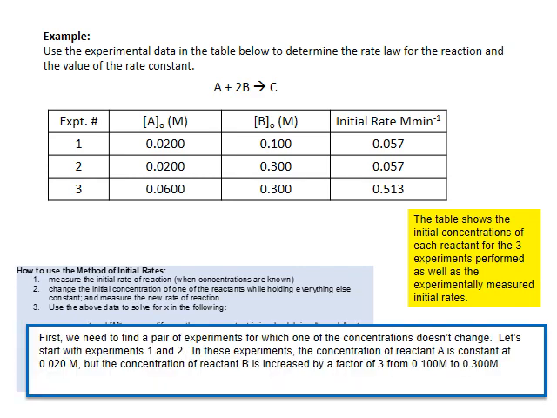First, we'll need to find a pair of experiments for which one of the concentrations doesn't change. Let's start with experiments 1 and 2. In these experiments, the concentration of reactant A is constant at 0.02 molar. However, the concentration of reactant B is increased by a factor of 3, from 0.1 molar to 0.3 molar.